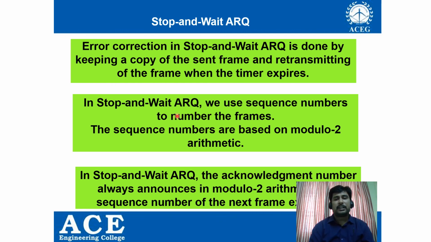In stop and wait ARQ, we use sequence numbers for the frames. So whatever frames we are transmitting by the sender, they are given certain sequence numbers. The sequence numbers are based on modulo 2 arithmetic. What we mean by this is the frames are given numbers 0, 1 alternately. In the stop and wait ARQ, the receiver confirms the receipt of the frame by sending an acknowledgement number, which also uses modulo 2 arithmetic, and it will indicate what is the next frame that the sender is expected to transmit.